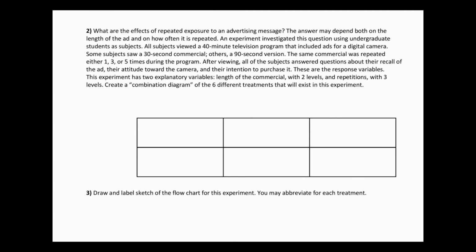So problem number 2 on the next page asks, what are the effects of repeated exposure to advertising? We are subject to a lot of advertising. I'm sure that if you're on the internet, there are ads on websites that you visit. On Facebook, any social media, there are tons of ads. If you watch YouTube videos, there's usually an ad in front. But does that have an impact on our perspective of things? Like, are we more likely to buy something that we see often?